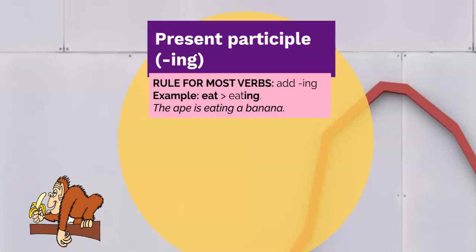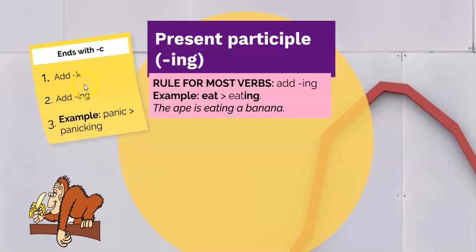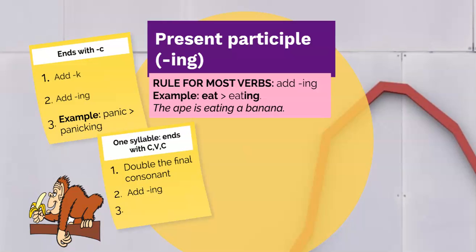But again, we need to have a look at some variations in the spelling. So, if a word ends with a C, you add a K before ing. For example, panic becomes panicking. If a word of one syllable ends with consonant, vowel, consonant, you double the final consonant before adding ing. For example, stop. Here we have consonant, vowel, consonant. Double that final consonant with stopping.